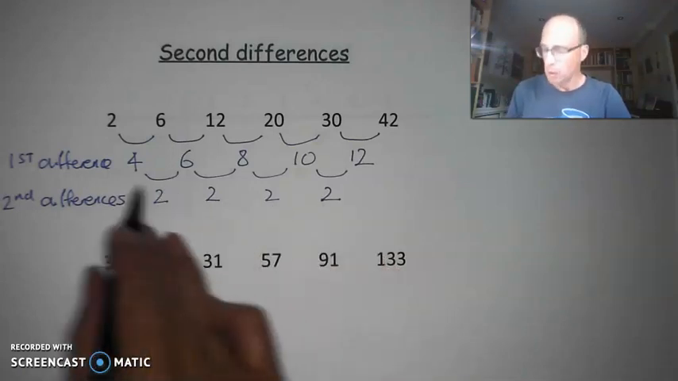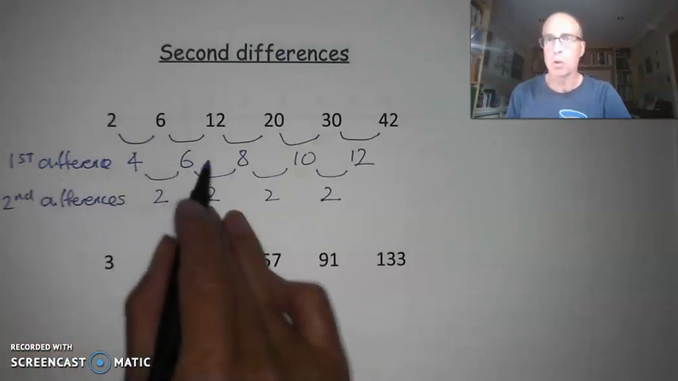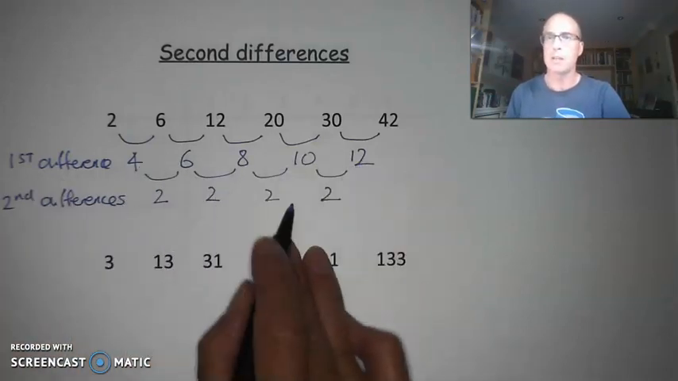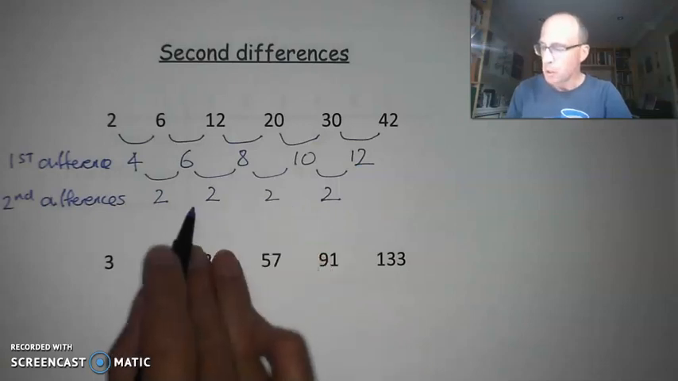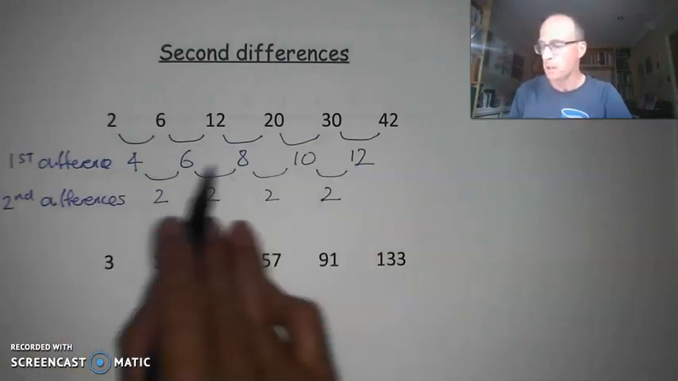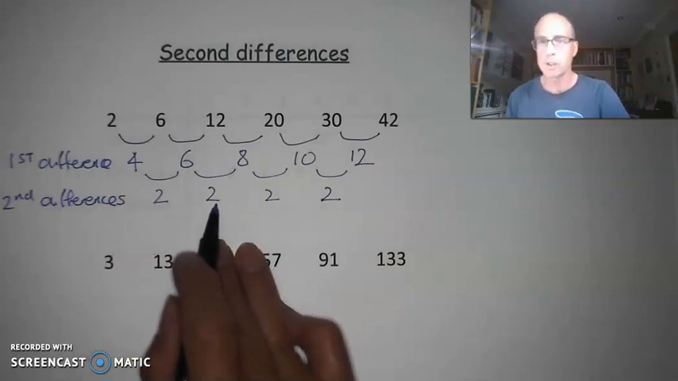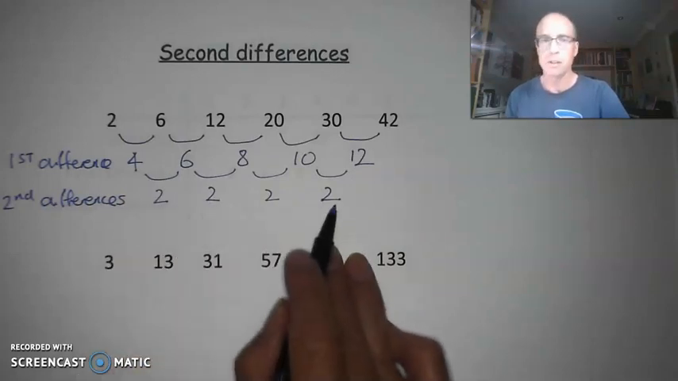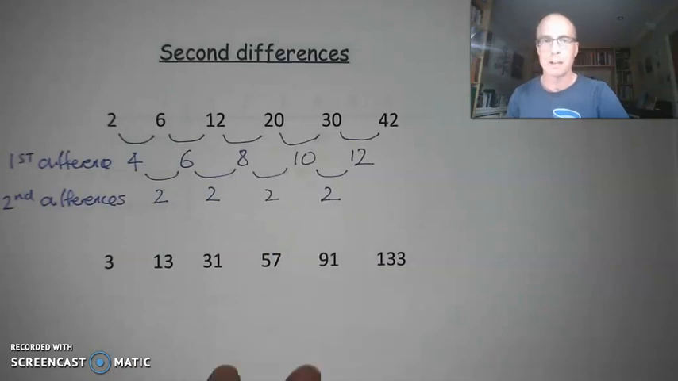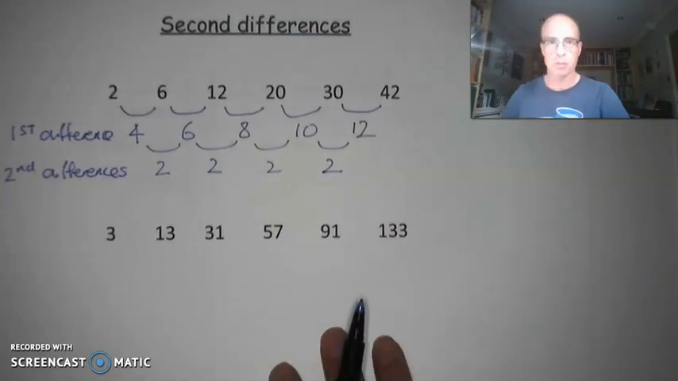If it was a linear sequence, these first differences would all hold the same value. My second differences would then be 0. So quadratic sequence, my first differences all hold different values, but when I look at the difference between each of those differences, it has the same value, in this case 2. Let's have a look at the example just below.